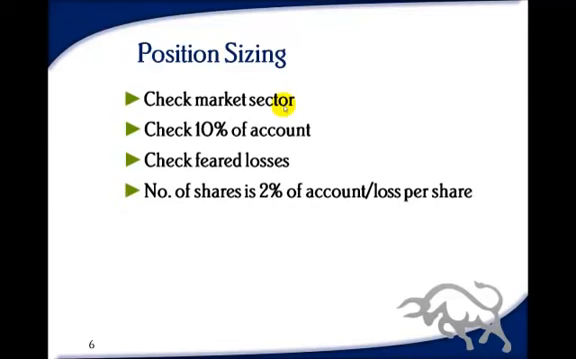And then finally, the number of shares is 2% of the account divided by loss per share. So you take 2% of your account, say you've got a $50,000 account, 2% would be $1,000, and you divide that by the loss per share that you're prepared to see before you liquidate your position and call it a failure, which may be 50 cents a share depending on whatever it is. So the most you can have is 2,000 shares. 1,000 divided by 0.5 loss per share, which is 2,000 shares.